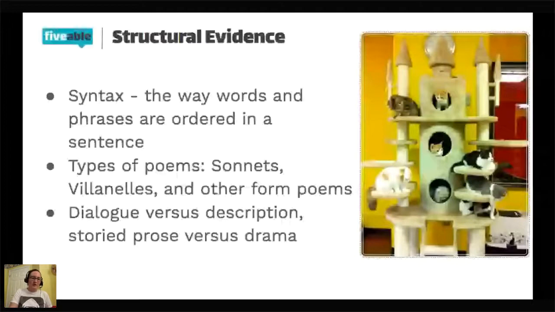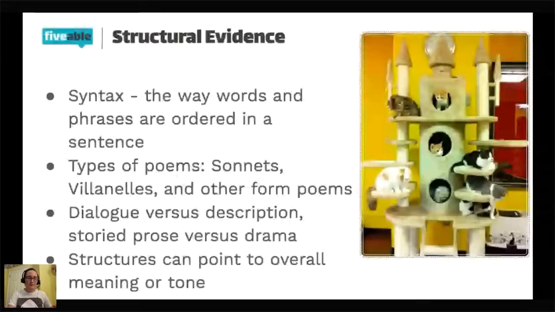And then, of course, if you're looking at dialogue versus description, you have to look at people talking to each other, like their tone's going to come through their words that they're saying to someone versus the description of the person, and story, prose versus drama. I'll just move on from that. Okay, where am I at? Oh, structures can point to meaning and tone. I already said that. Neat.